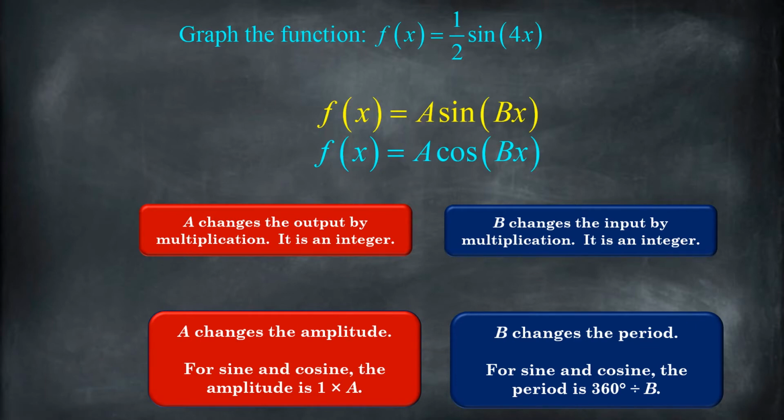Now, A doesn't change the period or even where the graph starts. All it does is change the amplitude. So the normal amplitude for sine and cosine is 1. So if you have a number for A, you just multiply that by 1, and that's your amplitude. So that's how you can find your minimum and maximum locations within one period of the function for either sine or cosine.